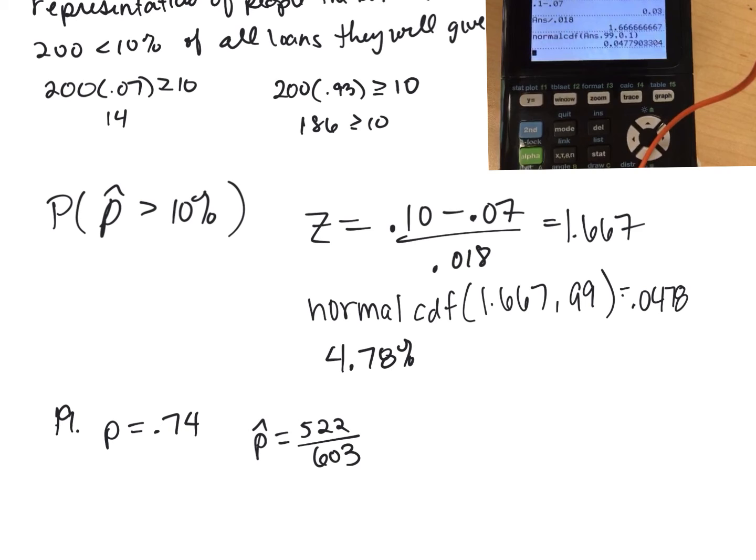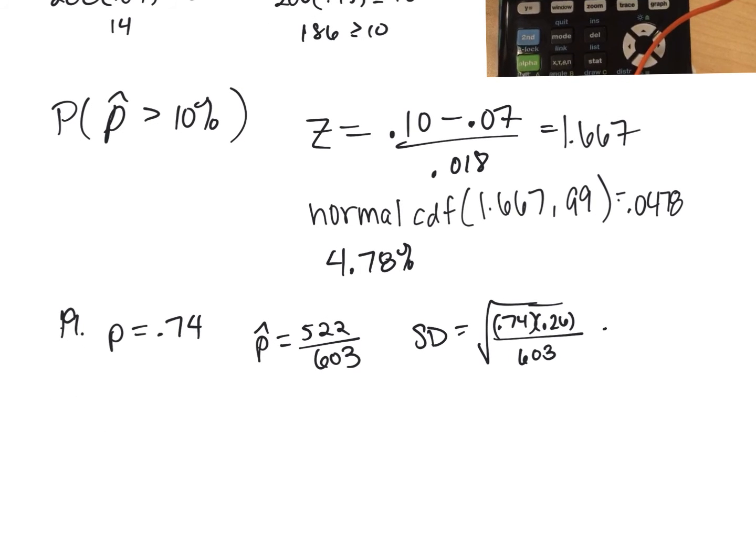The standard deviation is not based on p hat here, it's based on p. So it's the square root of 0.74 times 0.26 over, what's my sample size? Nope, 603. Come on, guys, the denominator is out of how many? The top is how many freshmen returned, and 603 is how many there were total in the freshman year.